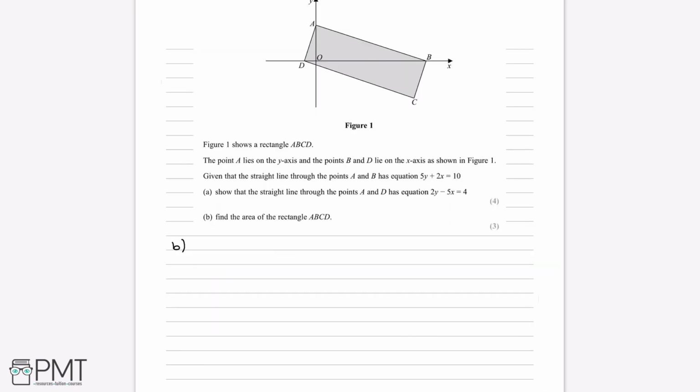Now part B is asking us to find the area of the rectangle ABCD. And to find the area of any rectangle, we need to find the length and the width and multiply them together. So here, if we say that the length is AB and the width is AD, we just need to find the length of AB and AD and we can find our area. Now, to find the length of AB and AD, we first need to know the coordinates of the points A, B, and D. Now, we already have the coordinates of A, we worked them out in part A, and we have them as 2, 0.